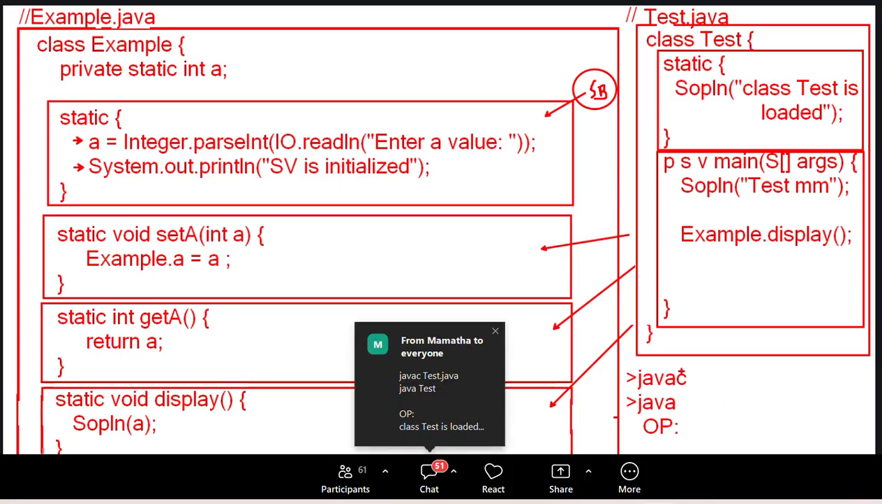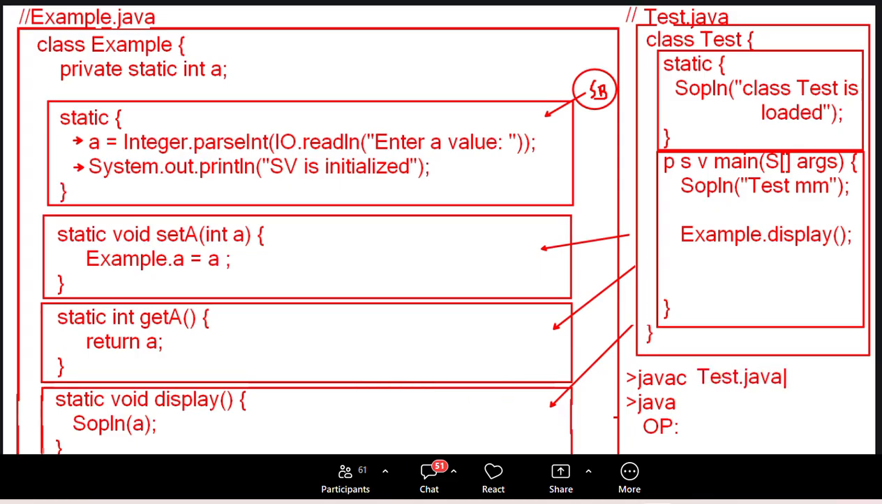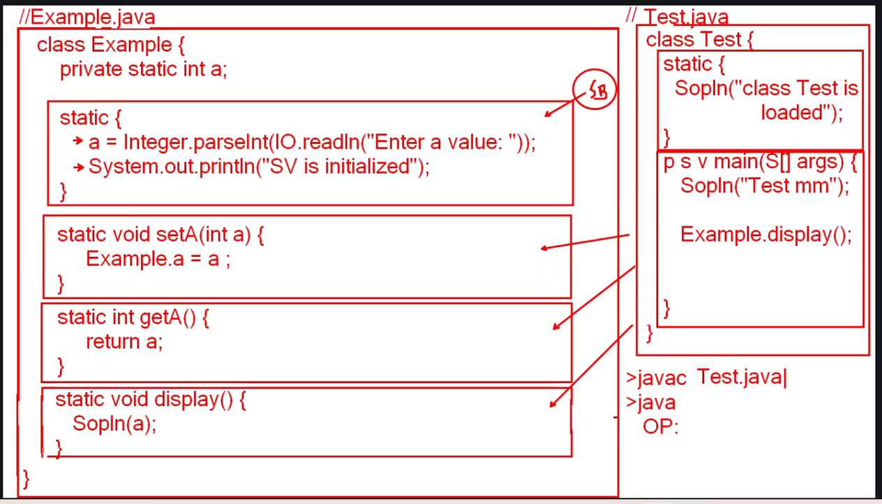Tell me, what is the flow? Which class do you compile? Test.java. Automatically, the Example class also compiles. Which class do we execute? Test. Tell me, what is the flow of execution in the Java Test? First, JVM will go to which class? The Test class.